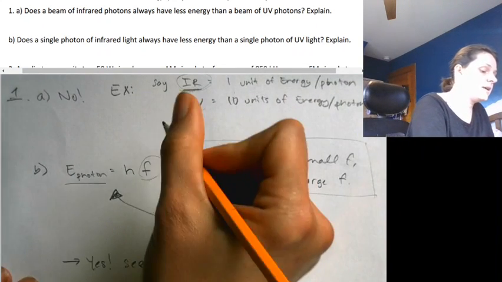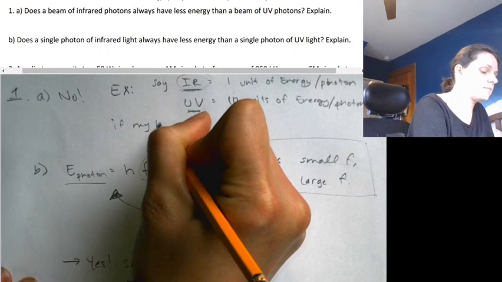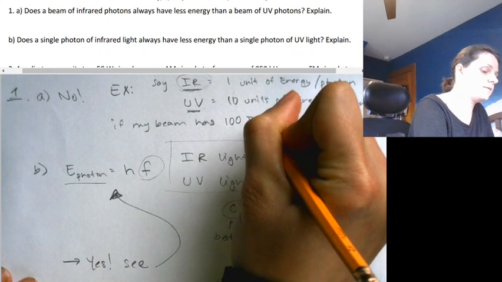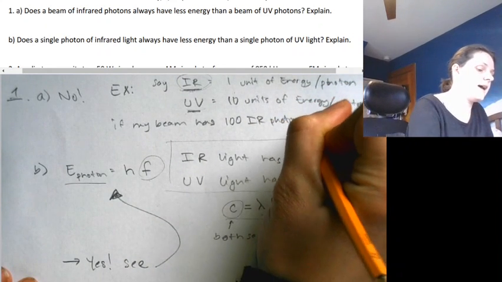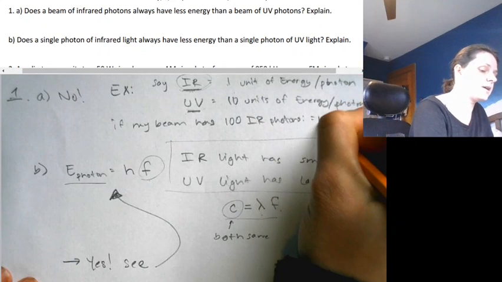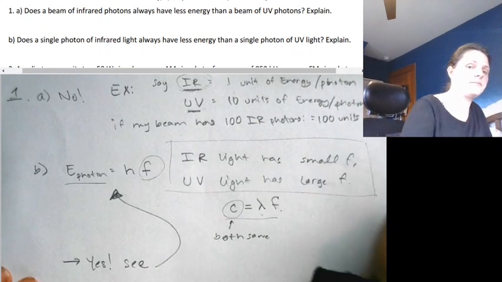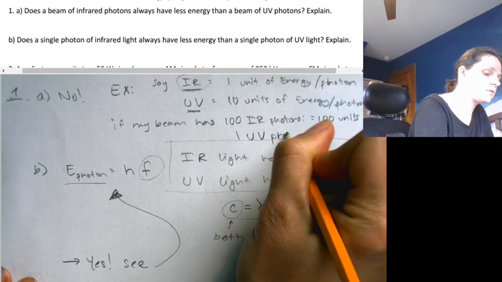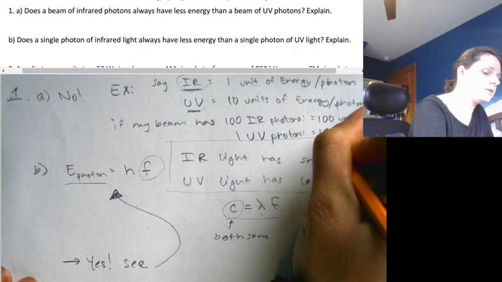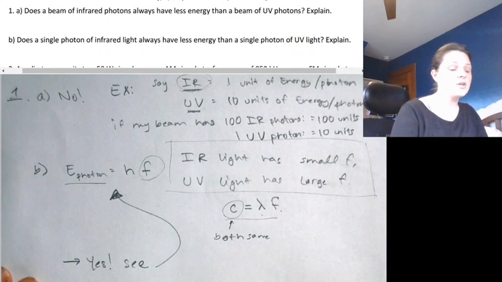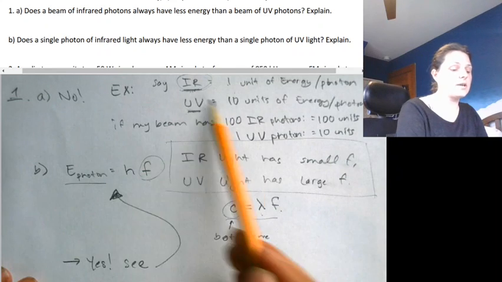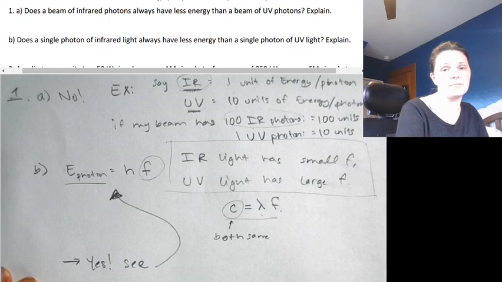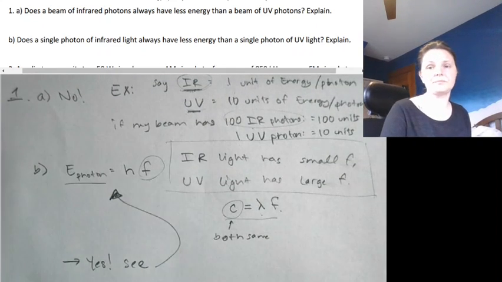So if my beam has 100 IR photons, that is 1 times 100 equals 100 units of energy. If my beam has 1 UV photon, that is only 10 units of energy. So even though each IR photon has less energy, we have so many more infrared photons than we have UV photons that the infrared beam has more energy.